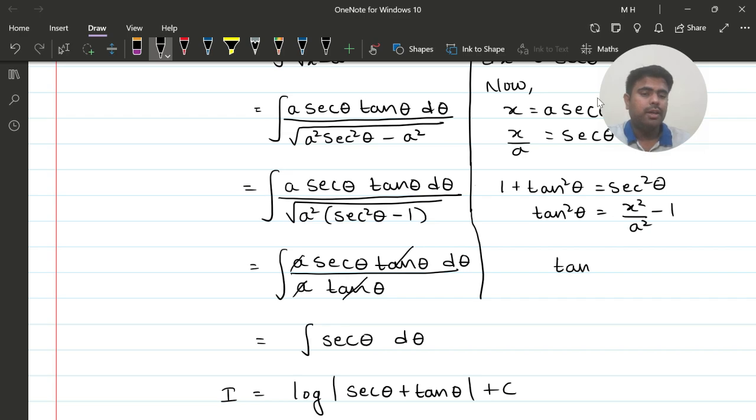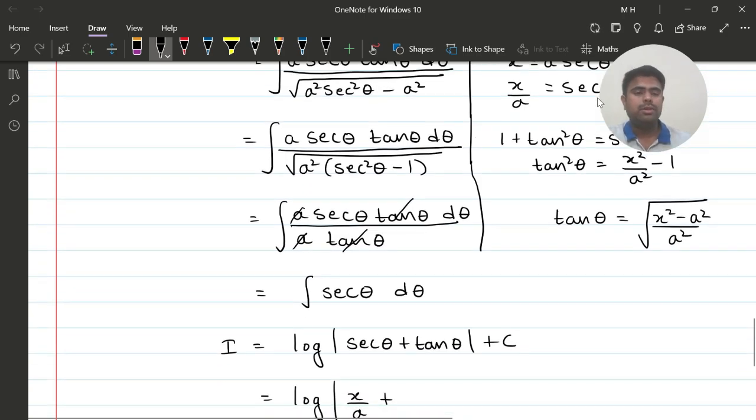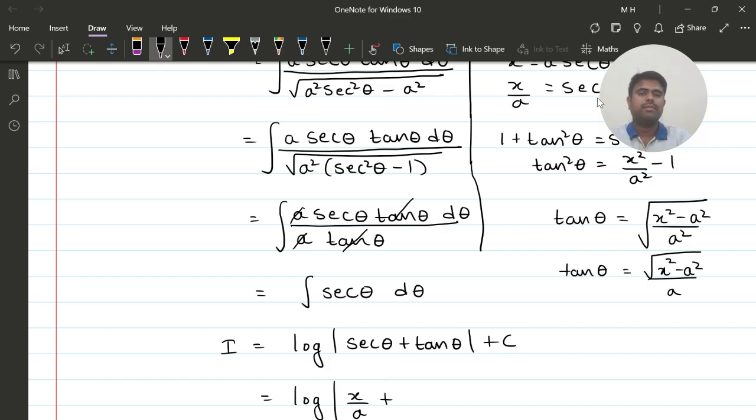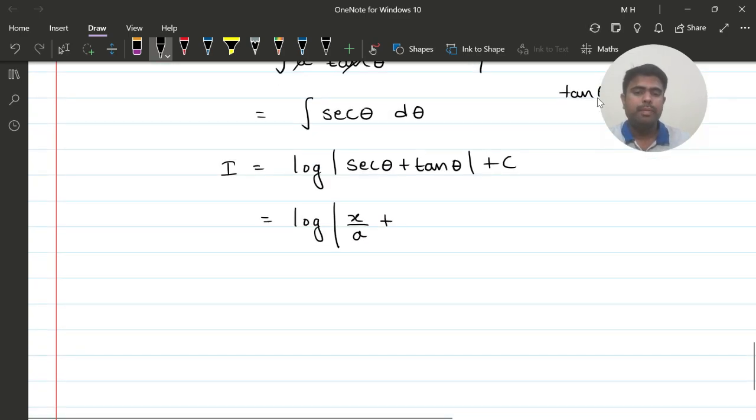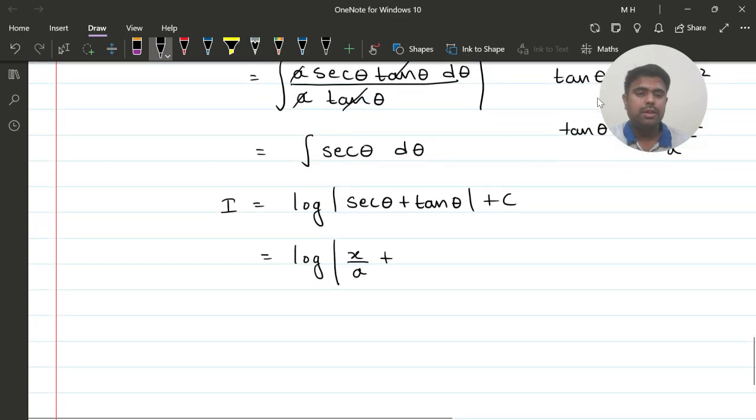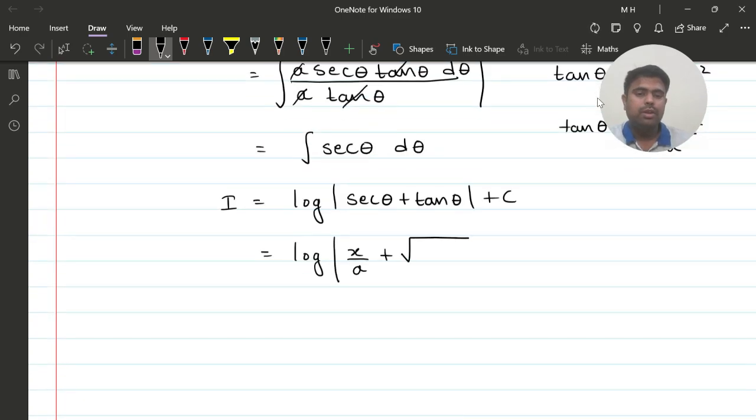I take the square root on both sides. Taking the LCM, I will get under root of x square minus a square divided by a square. So this will give you root of x square minus a square, root a square is a, equal to tan theta. So this is your tan theta, right? So what will you get? Tan theta is under root x square minus a square divided by a, plus c.